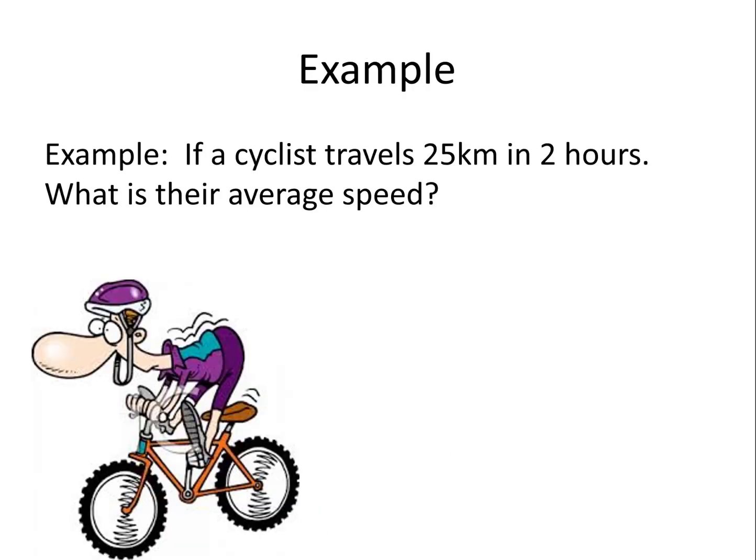Example, if a cyclist travels 25 kilometres in 2 hours, what is the average speed? Well, we start by writing our formula, S equals D over T, or speed equals distance over time. Then we replace our symbols with the numbers we have in the question. So distance is 25. So instead of D, we write 25, and our T is 2. So that is 25 over 2. And then divide that, which gives me 12.5 kilometres per hour.